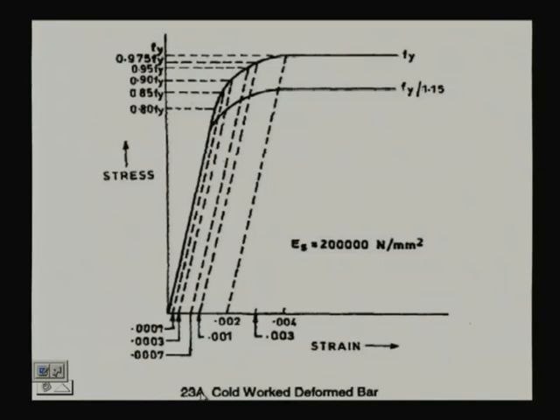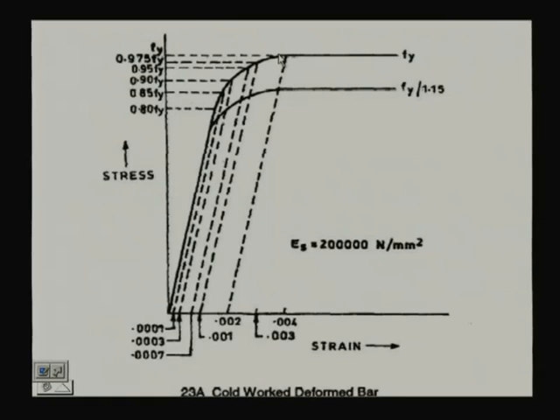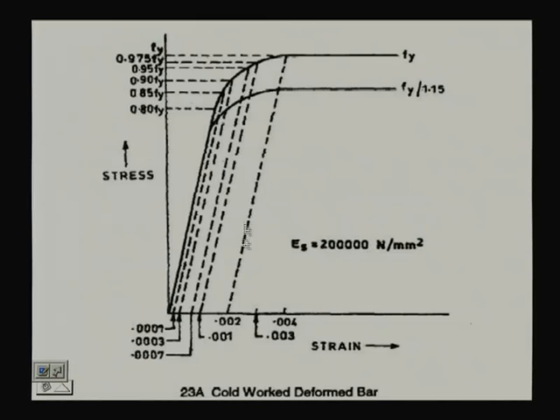Figure 23A of IS 456 is for cold worked deformed bar, high strength, and we shall consider Es, the modulus of elasticity for steel. We shall take this value, and for different strains we can get the stress value. So for high yield strength deformed bar we shall take this stress strain curve for steel.